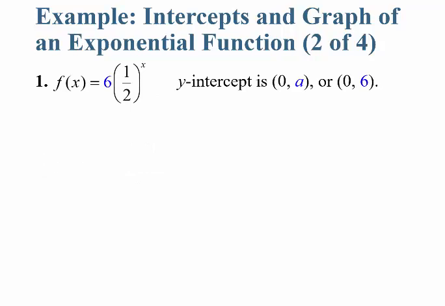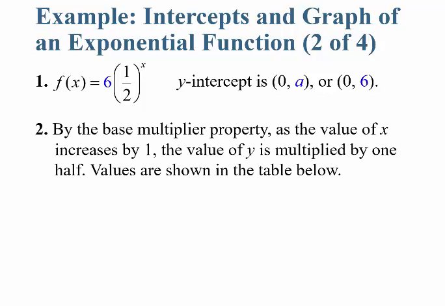Okay, so we see that 6 in front is the value of a. So the y-intercept is (0, a), or (0, 6). So the y-intercept occurs at (0, 6) here.